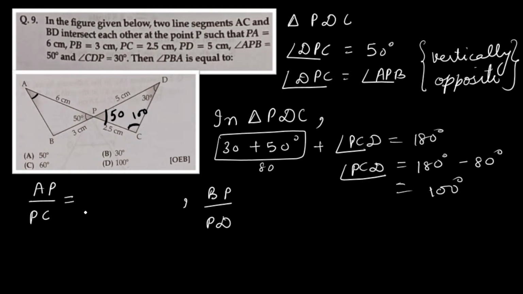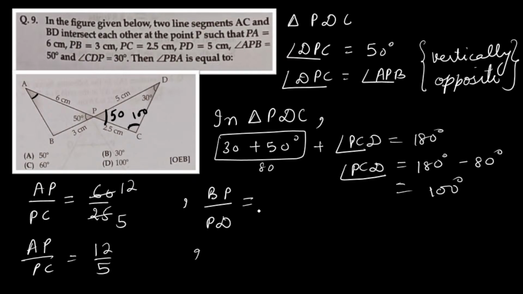AP's value is 6 centimeter. PC's value is 2.5. If I remove the decimal, it will be 60 by 25. So what is the ratio I'll get? In the 5's table we can do cancellation: 5 into 5, 5 into 12. So AP by PC is equal to 12 by 5.